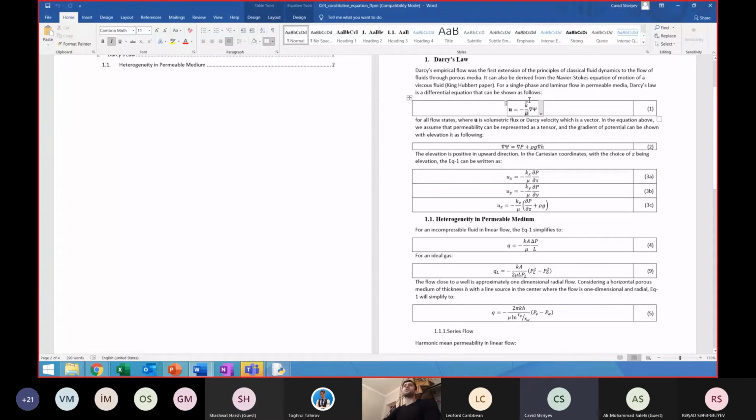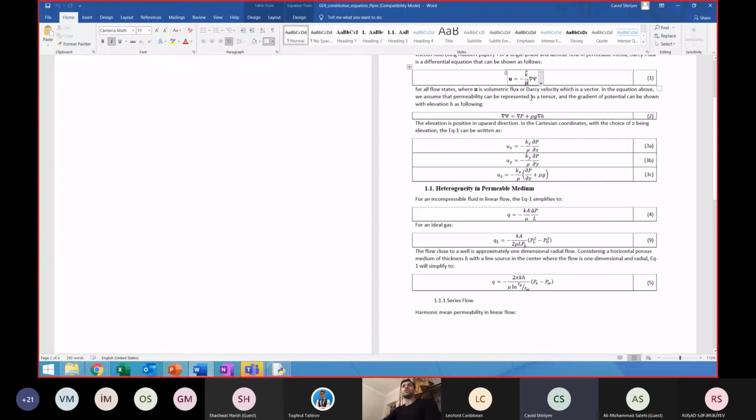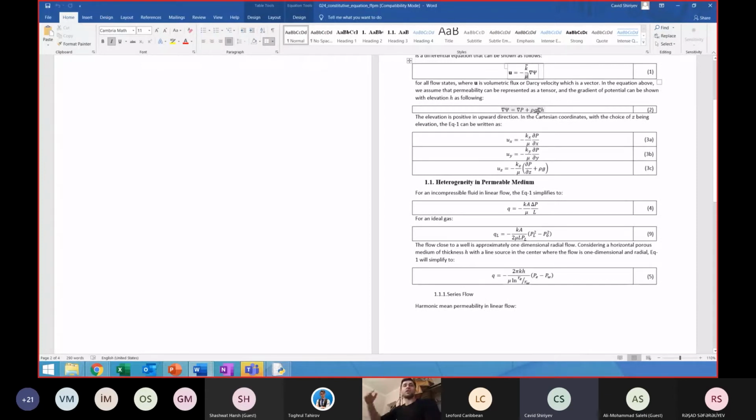And this potential is correlated to the pressure; there's basically a linear relationship between the pressure and potential. It's just that we're adding the gravity as well, the gravitational, hydrostatic pressure as well.